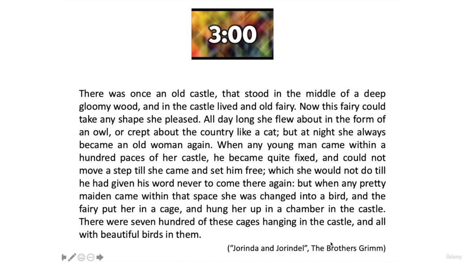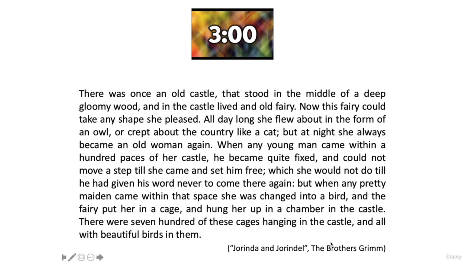Great job! Now it's time to practice identifying adjectives in a popular context. Here is an extract from a short fairy tale by the Brothers Grimm. They are famous for their stories like Snow White and the Seven Dwarfs, Rapunzel, and more. This story is called Jorinda and Jorindel.